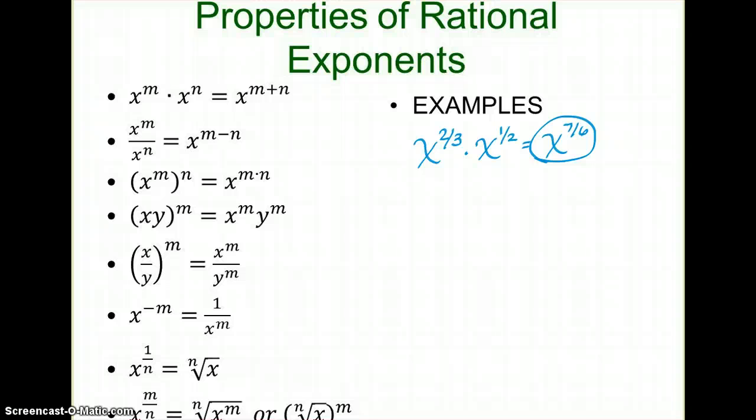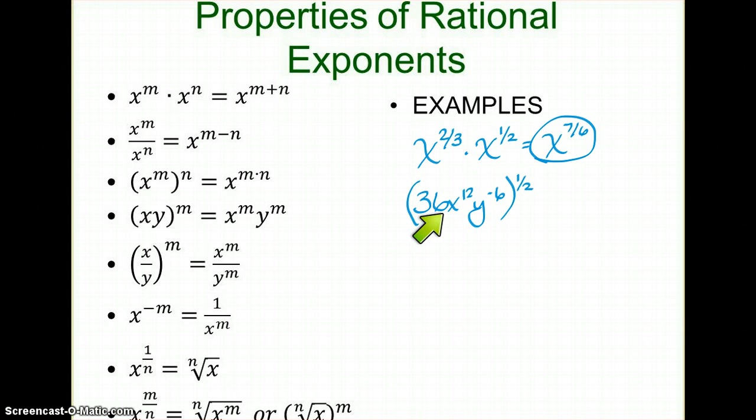Okay, now let's look at another. We're going to combine a couple of different properties in this next example. I'm going to do this problem: 36x to the 12th, y to the negative 6th, and then all of this is going to be to the 1/2 power. So I'm going to have to use a couple of different properties here. But the first property that I'm going to use is actually this property right here, because inside this parentheses I have a product.